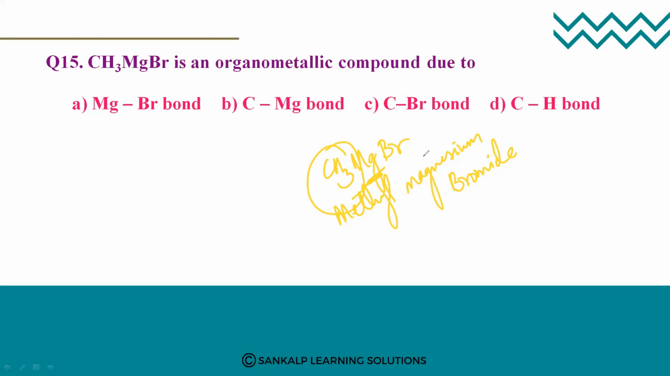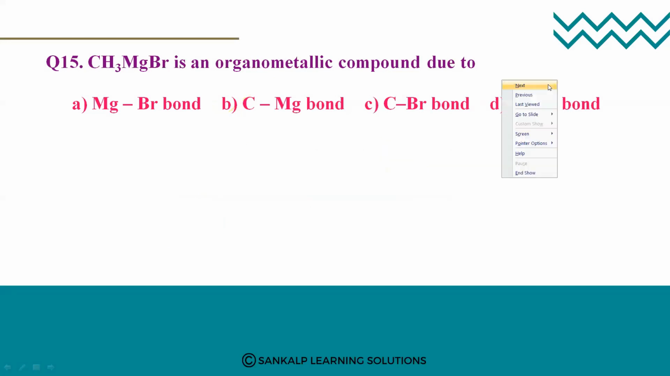Now, which bond describes the organometallic compound? This is due to the bond between carbon and Mg, that is the C-Mg bond. So that is option B. Because of this C-Mg bond, it is said to be an organometallic compound, due to the presence of the metal and carbon bond. So we'll go for the next one.